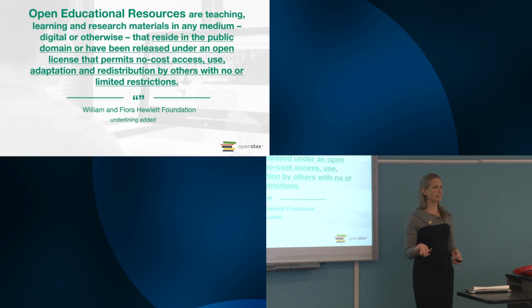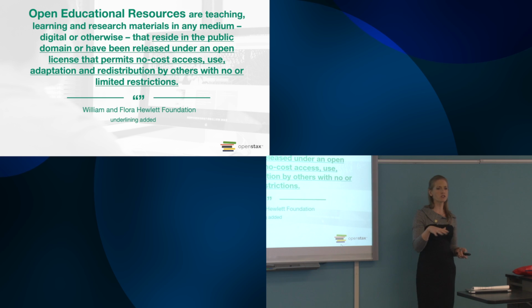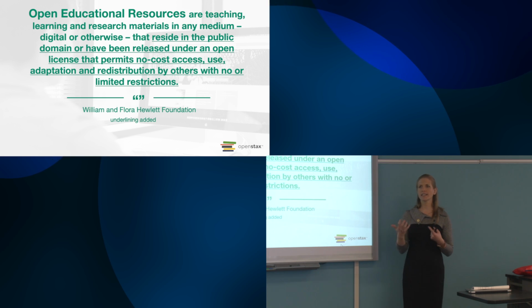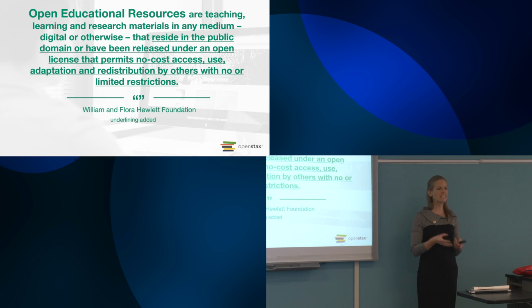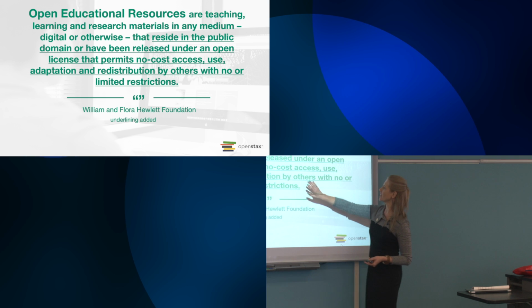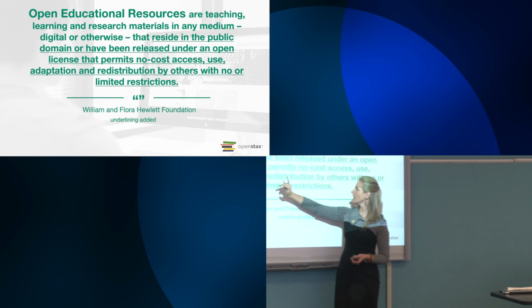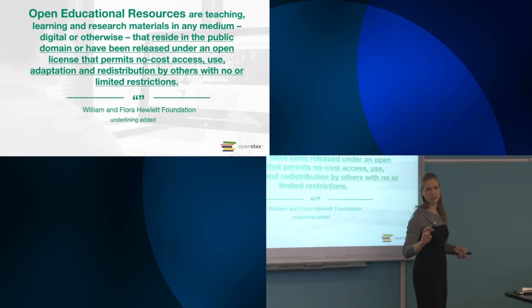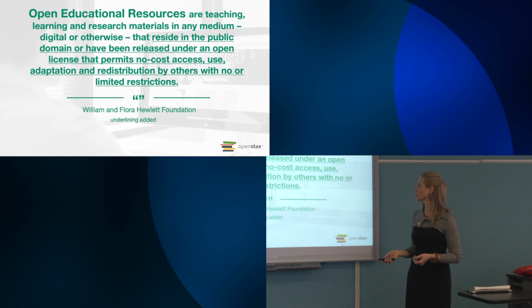I always like to start with a definition of OER because I find that it can be a little confusing. And I underline the part that I'm most interested in: it is something that resides in the public domain or has been released under an open license that permits primarily three things: no cost access, adaptation, and redistribution. Those are the three things that really underline an open educational resource.